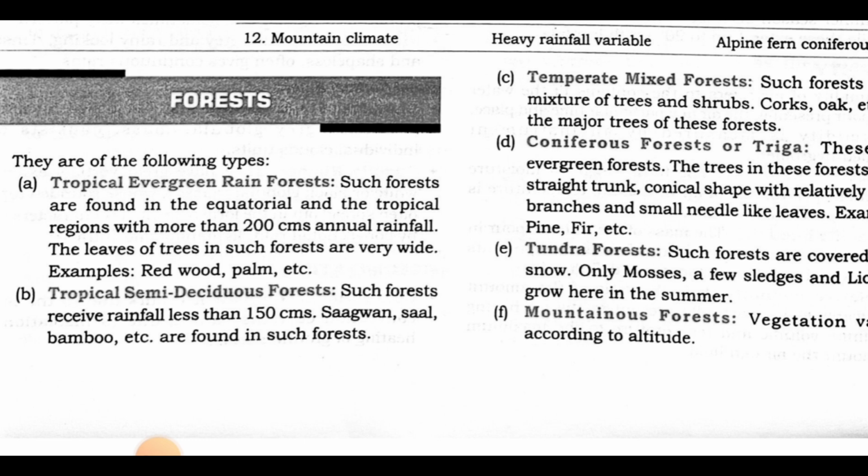Coniferous forests or taiga. These are evergreen forests. The trees in these forests have straight trunks, conical shape with relatively short branches and small needle-like leaves. Examples: pine, fir, etc. Tundra forest. Such forests are covered with snow. Only mosses, a few sedges and lichens grow here in summer. Mountainous forest: vegetation varies according to altitude.